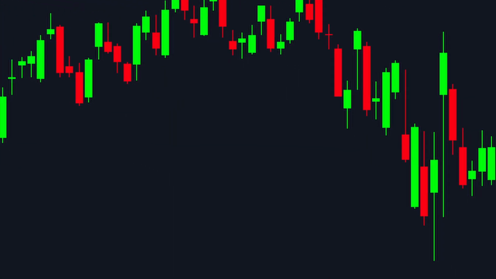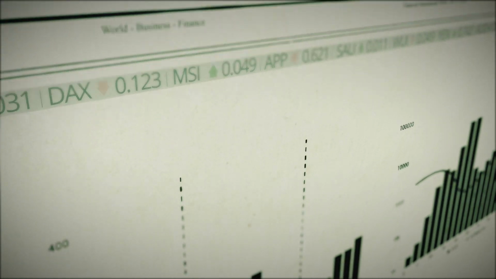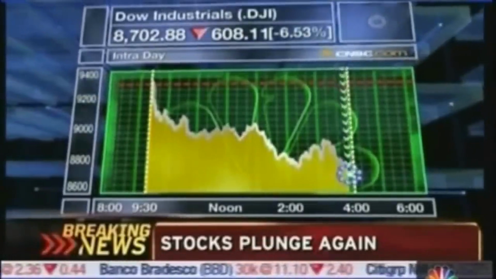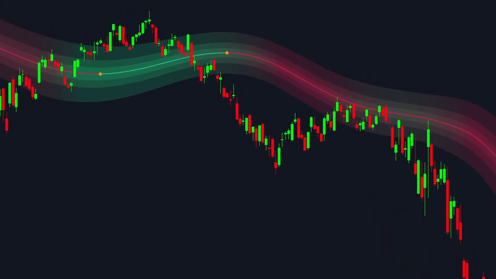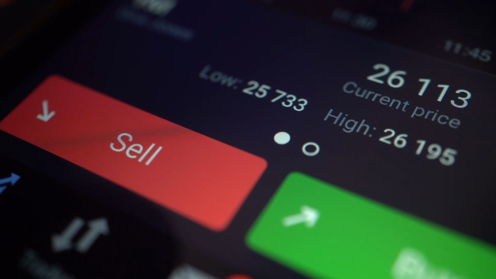Look at this. This is the 2008 stock market crash, one of the biggest financial collapses in history. Millions of people lost their life savings as the market plunged 50%, and most traders never even saw it coming. But imagine if they had this indicator. It signaled a massive trend reversal days before the crash even happened, giving anyone who had it a chance to protect their money or even profit from the collapse.